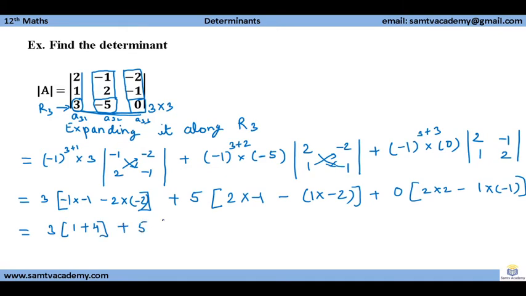Now 5, and here it is -2. -2 will make it +2. Okay, and the last element is 0 only. This will also come to be 0. So after solving we will get 3 into 5 plus 0 plus 0. So the answer will be 15 for the determinant.